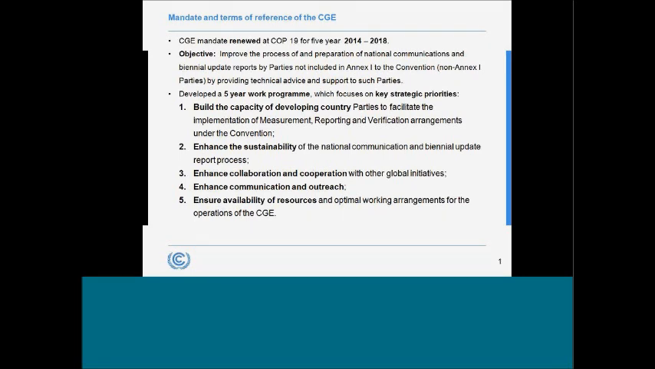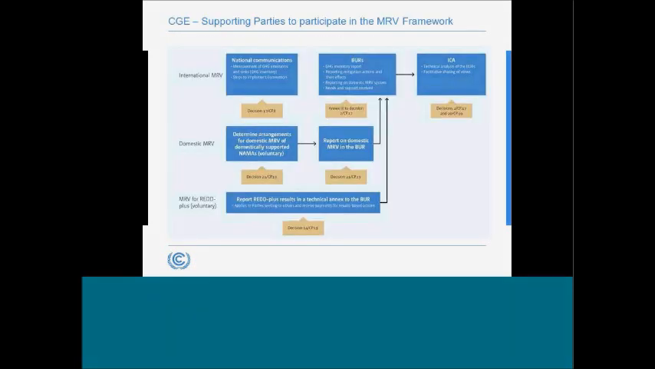To ensure the successful delivery of this mandate, the CGE has prepared a 5-year work program which focuses on 5 strategic priority areas. First, to build the capacity of developing country parties to facilitate the implementation of their measurement, reporting, and verification arrangements under the Convention. Second, to enhance the sustainability of their national communications and biennial update reporting processes. Third, to enhance the collaboration and cooperation with other global initiatives that I will allude to later in the presentation. Fourth, to enhance communication and outreach. And lastly, to ensure availability of resources and optimal working arrangements for the operation of the CGE.